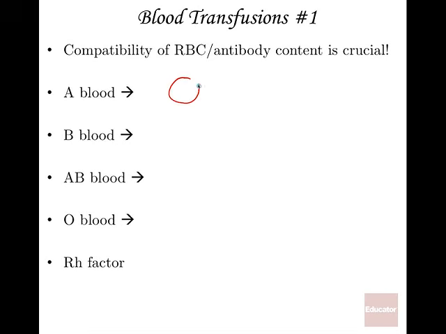If we looked around the surface of a red blood cell in somebody who has type A blood, let's say that on the surface there are these little molecules, antigens is what they're called, projecting through the plasma membrane. So this is an A antigen.